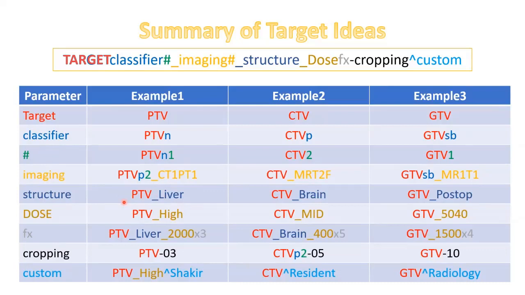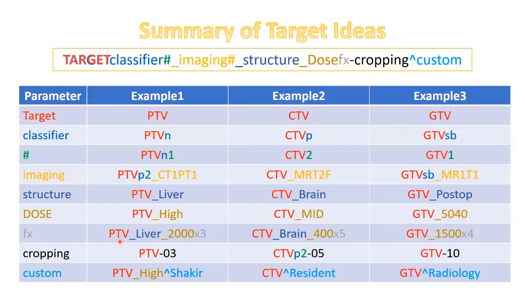If you would like to use the naming of the structure itself inside your PTV, so this is the PTV for the liver, the PTV for the kidney, the CTV for the post-operative, and so on, you can use it like this: PTV underscore liver, CTV underscore brain, GTV underscore post-operative, and so on. What if I'd like to use the dose? This is what we said before. Use like this, high, mid, and if you would like to use a numerical value, it should be like this in centigray.